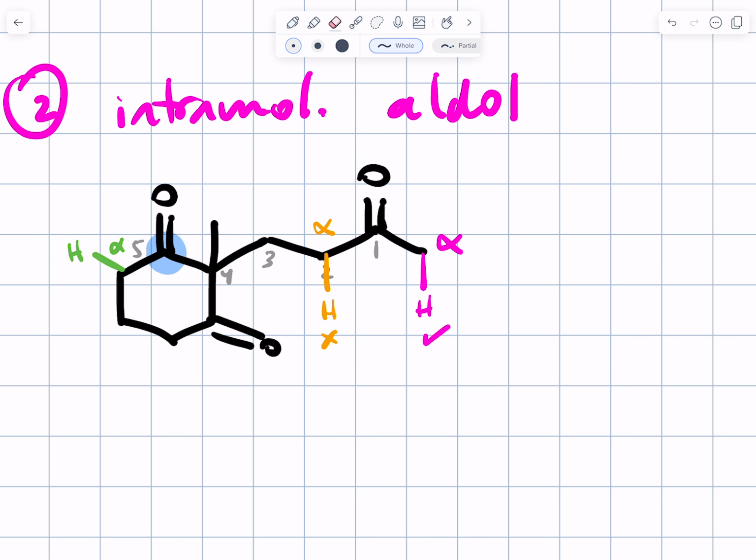So with that in mind, we'll show in the next step the pink alpha proton being removed by our base, which is OH minus. And what's going to follow is just exactly what you would expect for an intramolecular aldol reaction. That is, we're going to get the enolate.